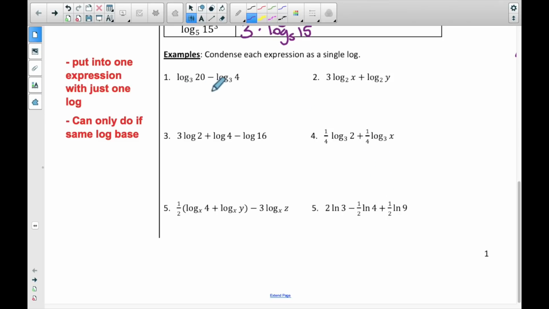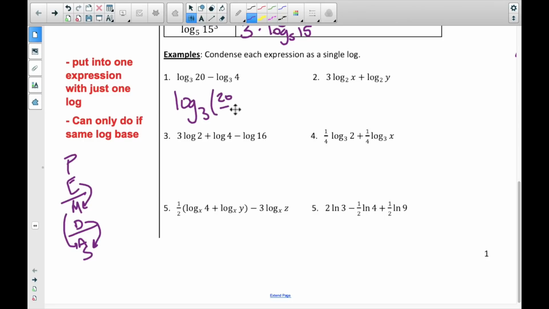All right, let's take a look. We have two different logs. We want to put it together into one log. So we might just take a second to remember our PEMDAS. So we have a subtraction. What does subtraction mean? Now we're going backwards, so subtraction means division. So we're going to put it together into a single log, just has one word in it. And we get the log base 3 of 20 over 4, or even better, simplify that down to log base 3 of 5. Okay, so that's my final answer.